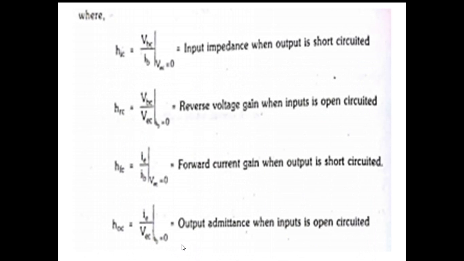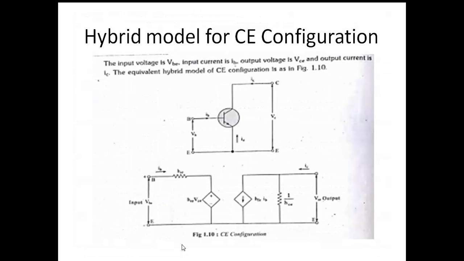Okay, let us stop here. Let us conclude here. From this video lesson, we have discussed the hybrid model for common emitter configuration or common emitter amplifier, and we have defined the hybrid parameters for common emitter configuration. Okay, we have developed the common emitter configuration hybrid model. Here this is the common emitter configuration hybrid model.